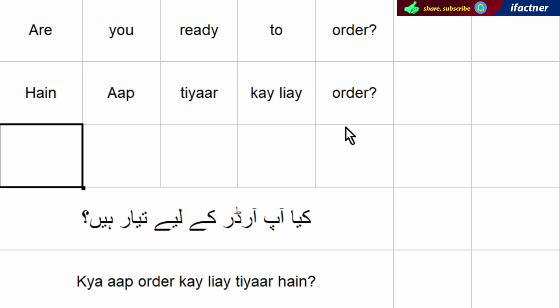But in Urdu, when we ask a question, we start the sentence with kya, question sentence, and then we use the subject, then comes the object, and then the predicate with the verb. Now let's see how can we type these words in Urdu language.